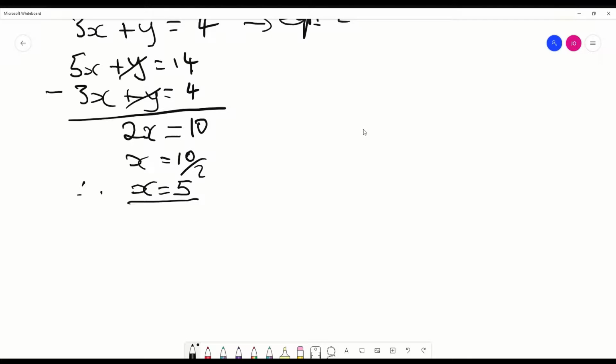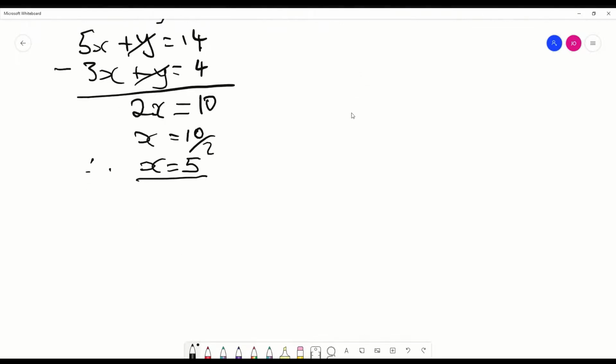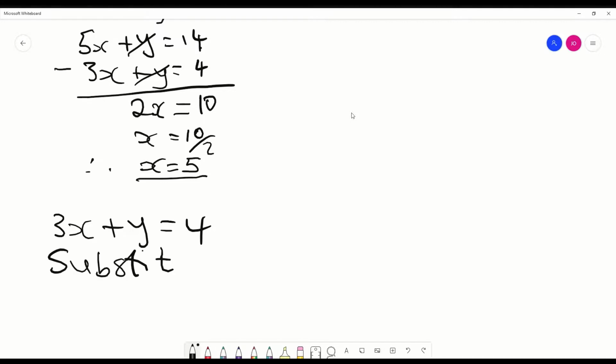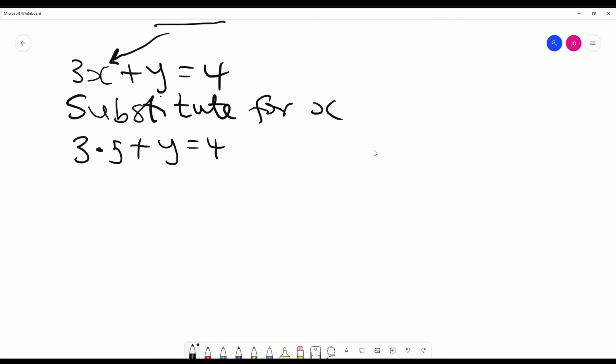What we can do is choose any of the equations, equation 1 or equation 2. Whichever one you choose, you get the same answer. I'll go with equation 2 here. That's 3x plus y is equals 4. What we're going to do is substitute for x. So in place of x, we know the value. We'll put 5 in place of x. Now we have 3 times 5 plus y equals 4. So 3 times 5 is 15 plus y equals 4.